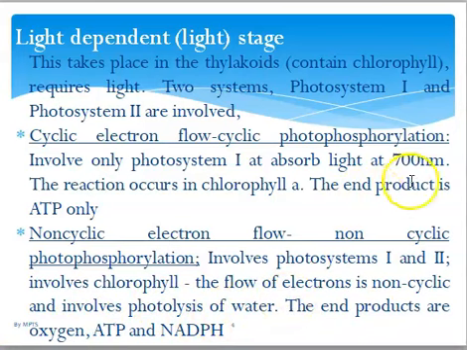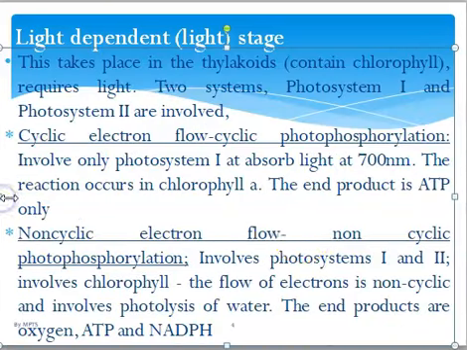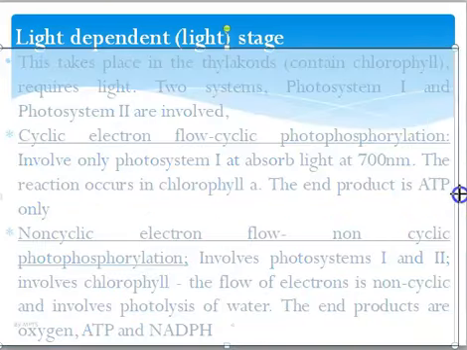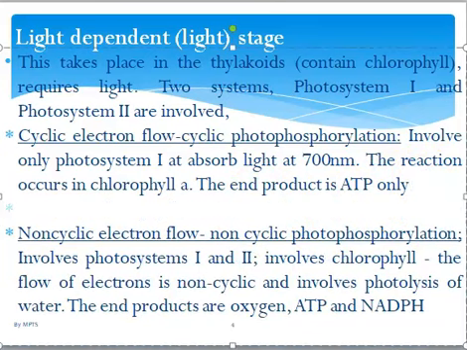Now, there are diagrams which show this. I wish you could download and read those diagrams for cyclic and non-cyclic electron flow, because it is good if you draw a diagram after each and show how electrons are flowing and how the end products are formed, especially with non-cyclic, where photolysis of water leads to production of oxygen.